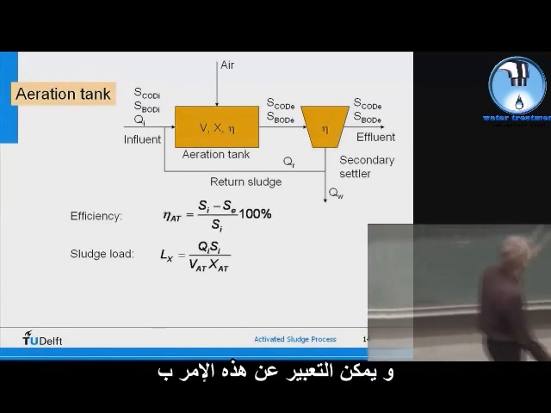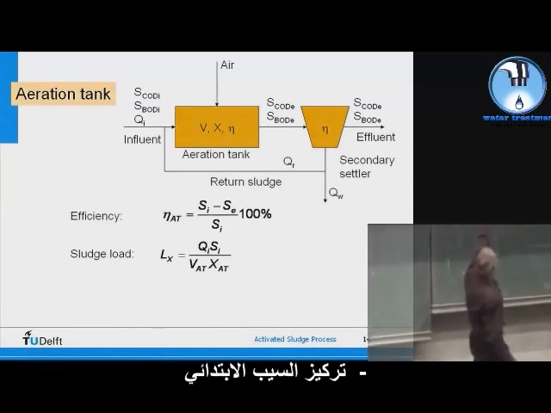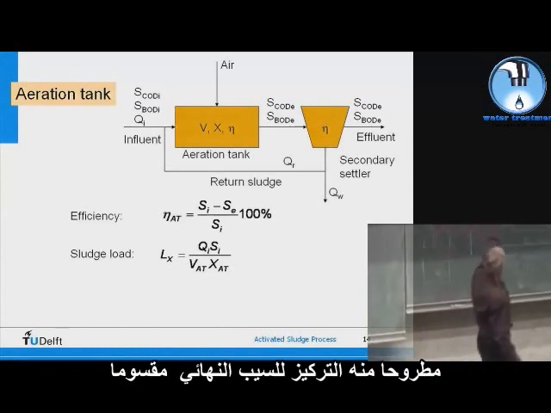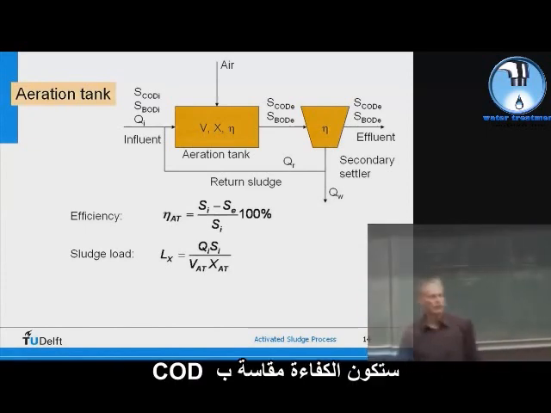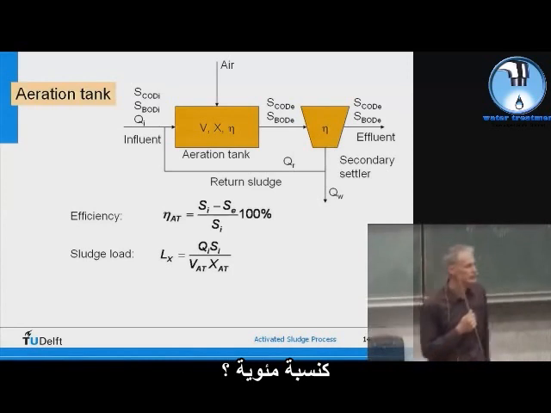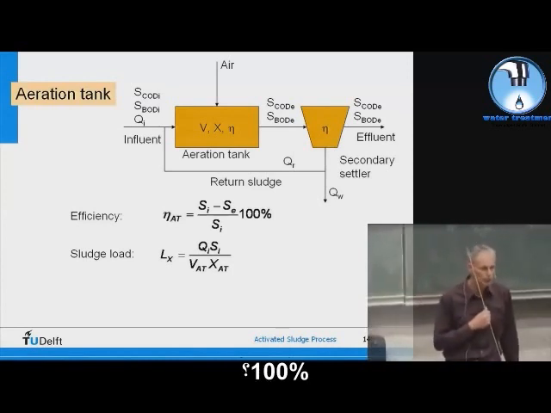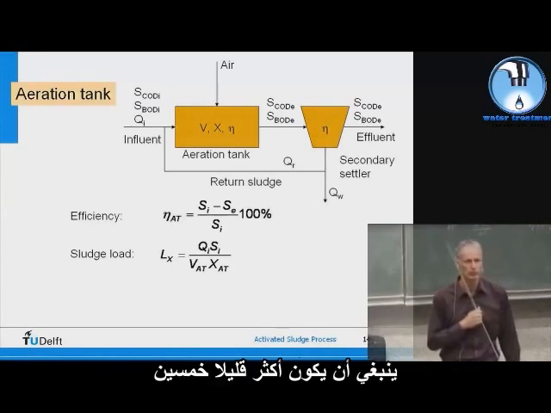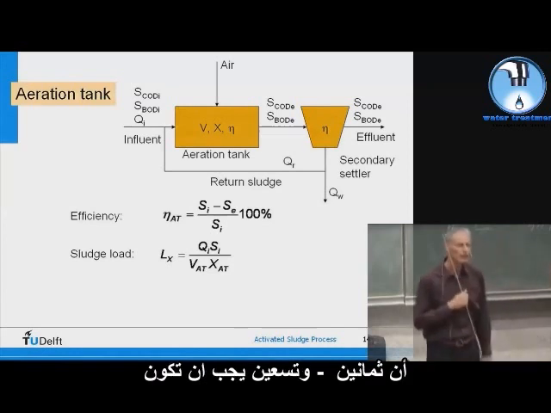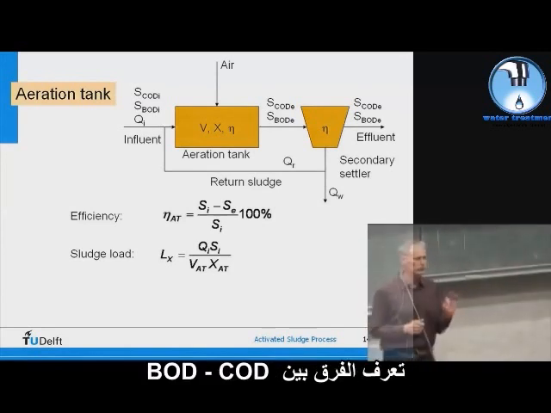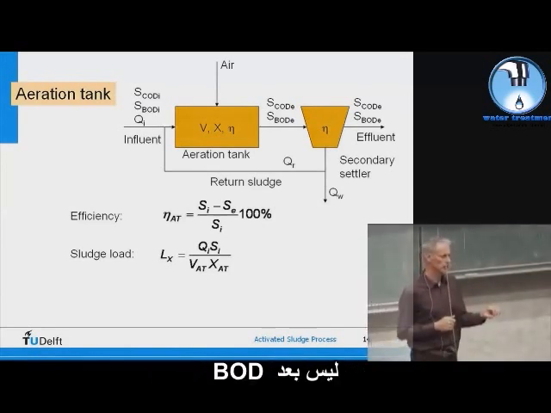That can be expressed as concentration at the influent minus concentration at the effluent, divided by concentration at the influent. So what do you think in terms of COD? What will be the efficiency? It's in percentage. Is it 100%? It's not 100%. Is it 1%? It should be a bit more. 50, 60, 70, 80? Yeah, 80, 90. Do you know the difference between BOD and COD?